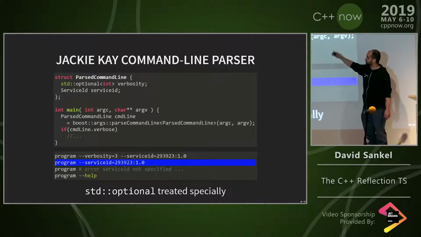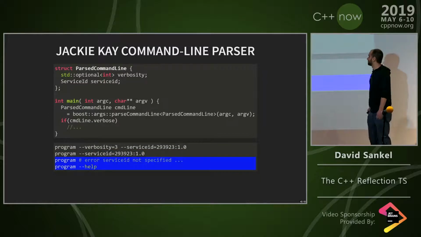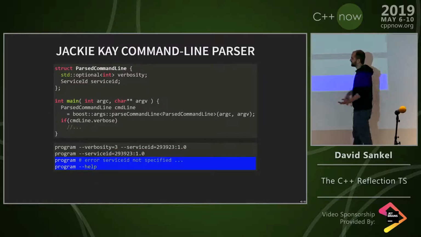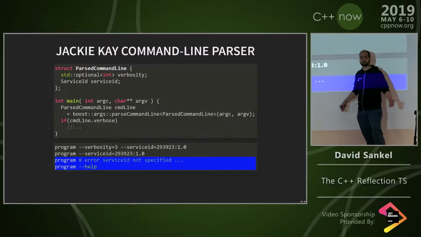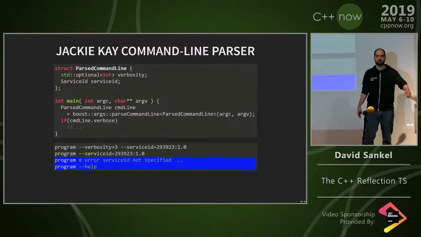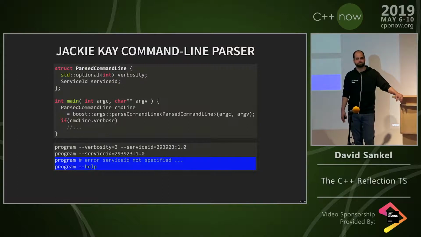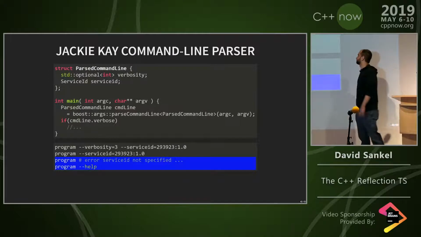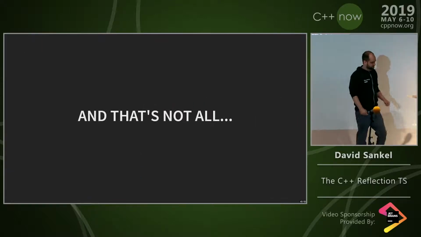Because verbosity is optional, this library can know that this is an optional argument. You don't have to specify it. And then if I give the program without any arguments, it can say something along the lines of service ID is not specified, that wasn't an optional argument. You can do a dash dash help, and it can tell you what the parameters are, what it's kind of expecting from the user for input. And that's not all.